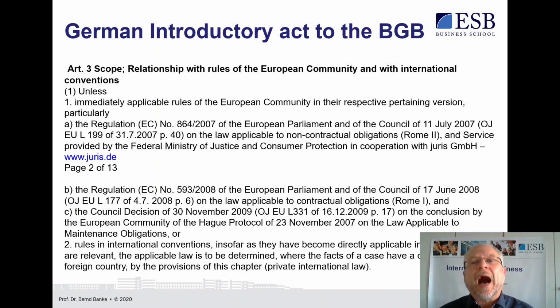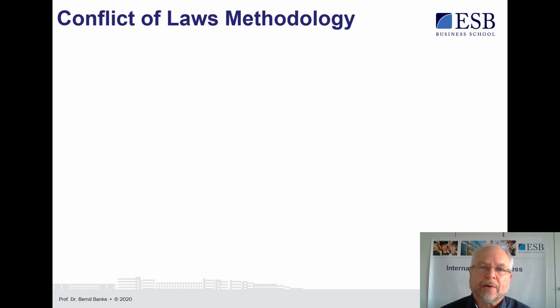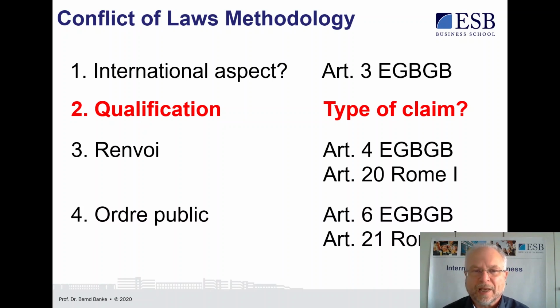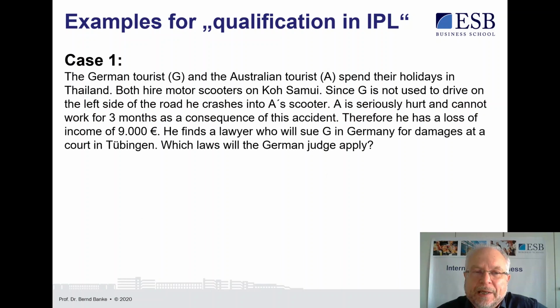And the first step after having applied Article 3 of the German Introductory Act is that qualification question, okay? What type of claim is it? Because as long as we don't know which type of claim that is, we will not be able to find out which laws we will have to apply in a specific case. That means we have to look at the case a little more diligently now, a little more differentiated, and see what the background of that is. What type of claim could that be?